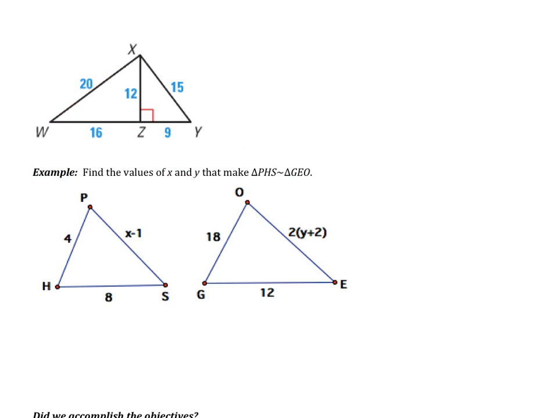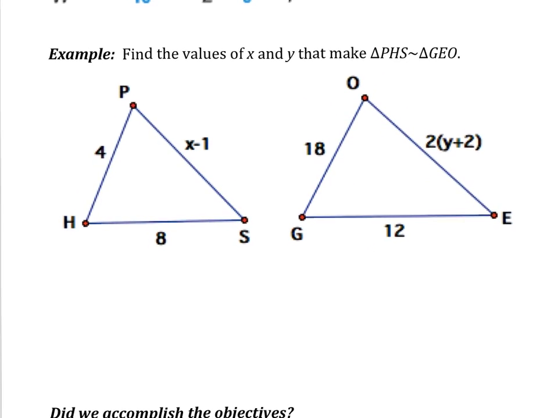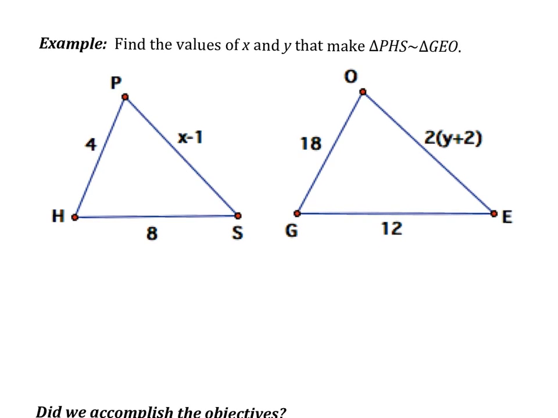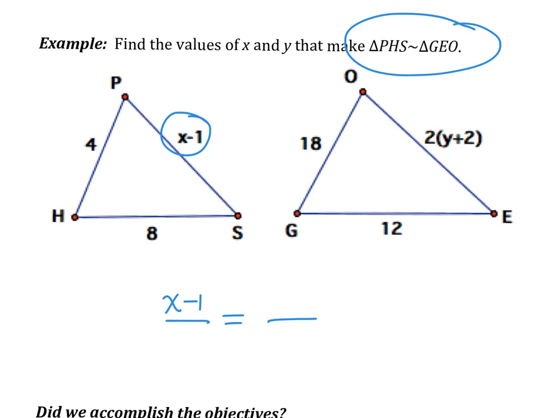All right, so on the next page, we'll skip the one at the top and we'll go to the example where we have to solve. The importance of our similarity statement: this tells us which sides go with which sides. So when we go to create our proportion, we can match it up and do it correctly. So for example, I've got to solve for x minus 1.